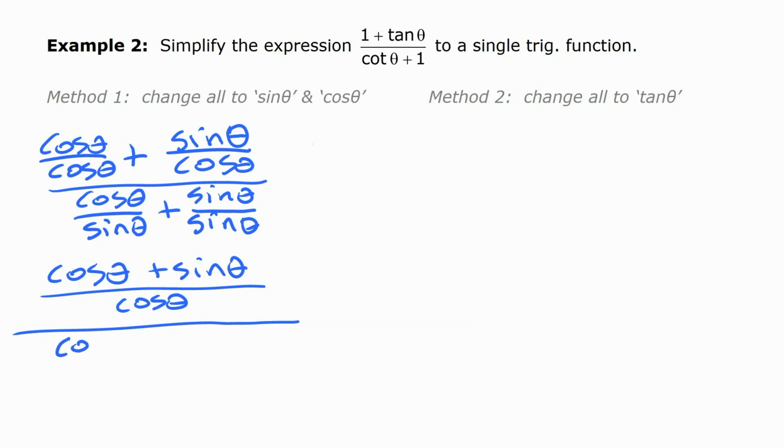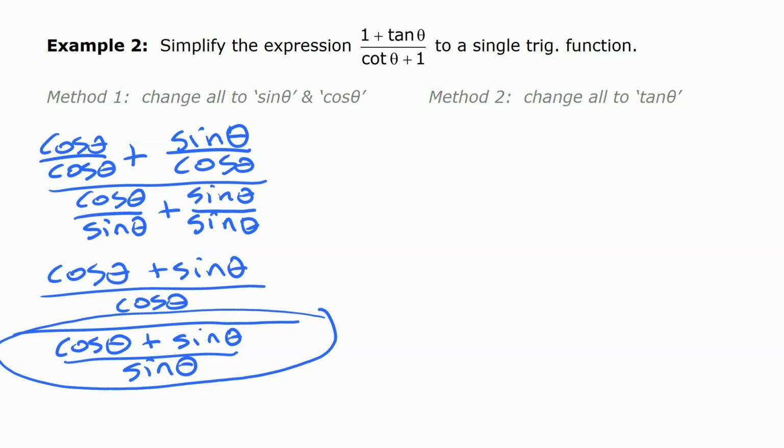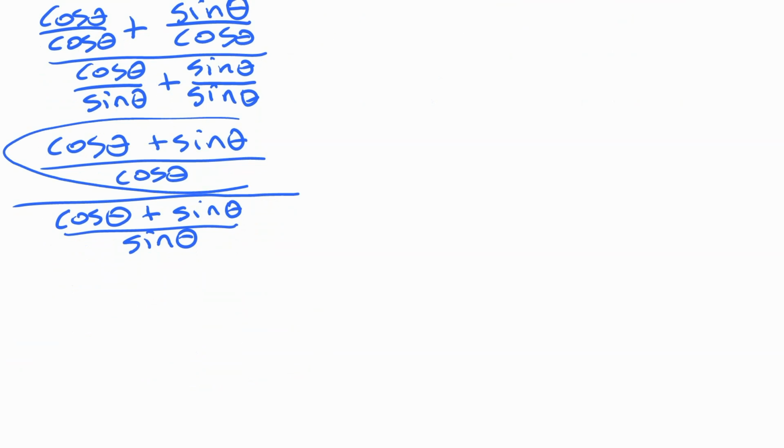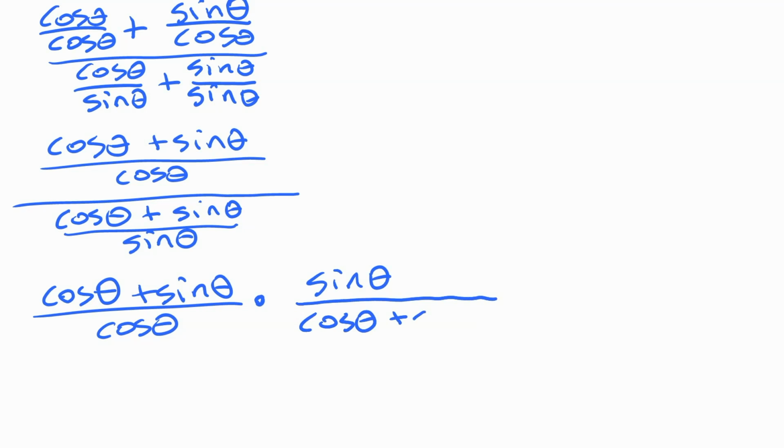On the bottom, we have cosine theta plus sine theta, but this time it's over the common denominator of sine theta on the bottom. So we have fraction divided by fraction. When you have a fraction divided by another fraction, you can look at changing it to multiplying by the reciprocal of that thing that's on the bottom. So we're going to keep scrolling down here, and I'm going to write this as this fraction, cos theta plus sine theta divided by cos theta, but now multiplied by the reciprocal of that fraction. So this is going to be sine theta on the top and cos theta plus sine theta on the bottom.